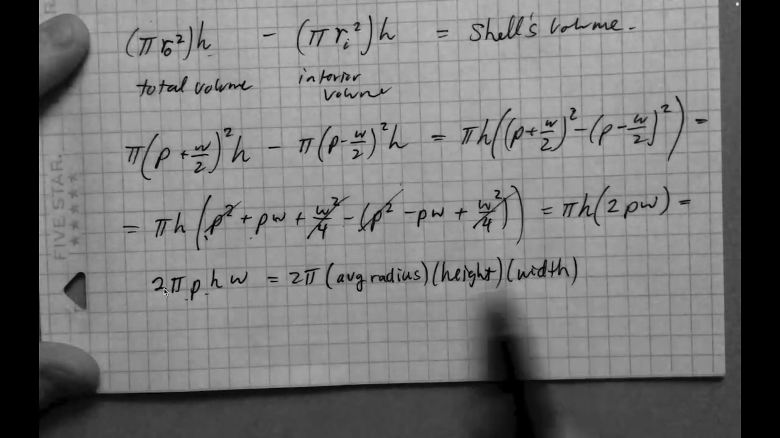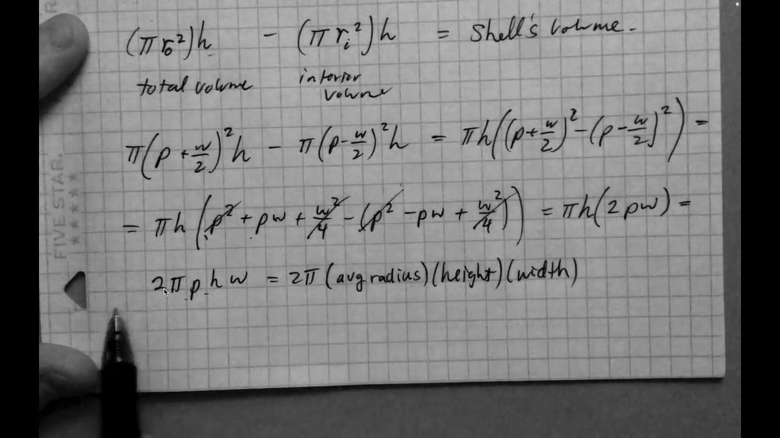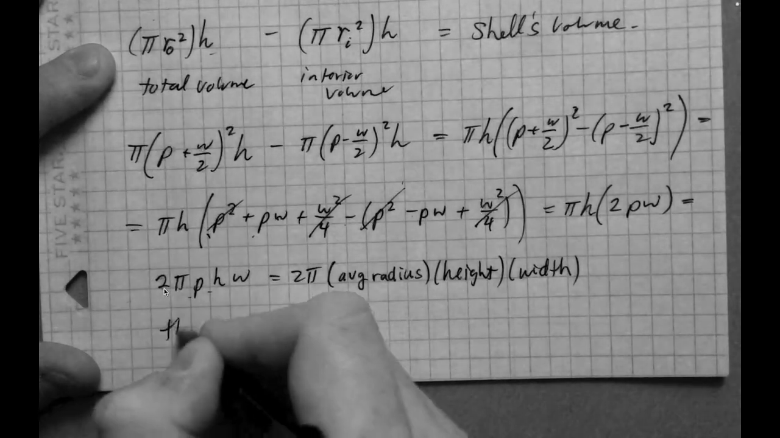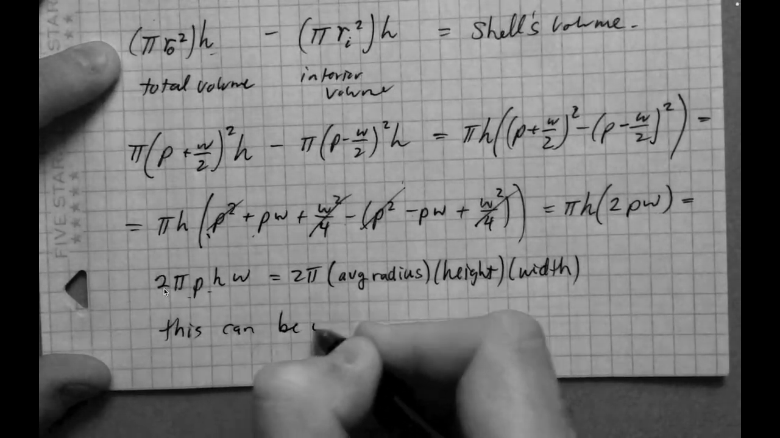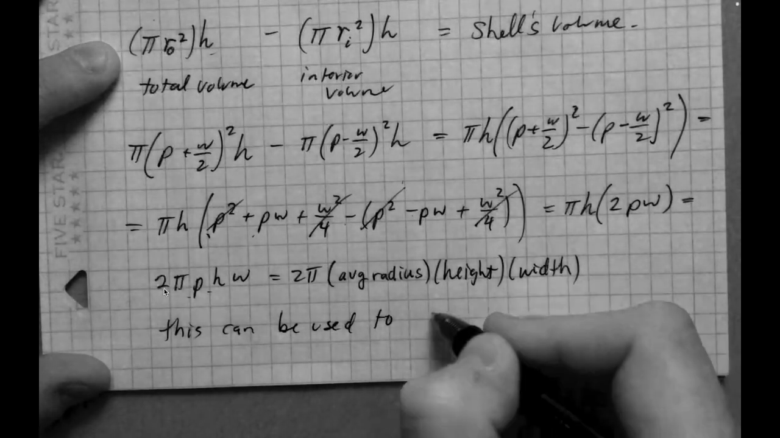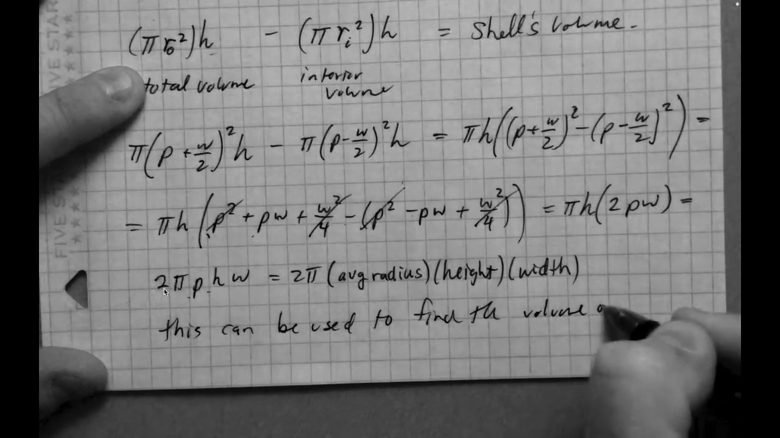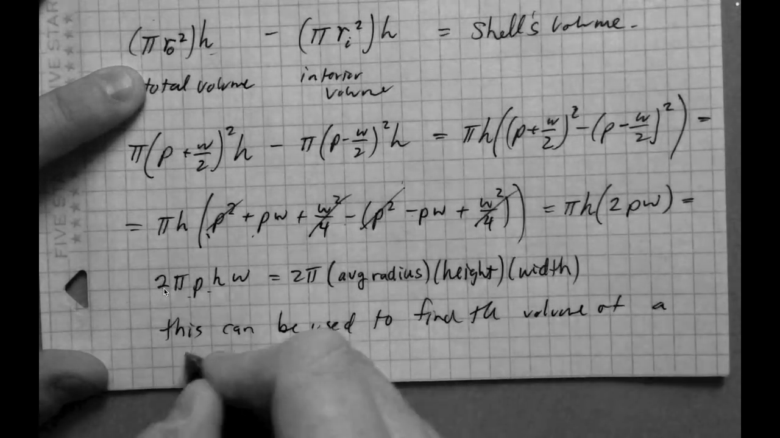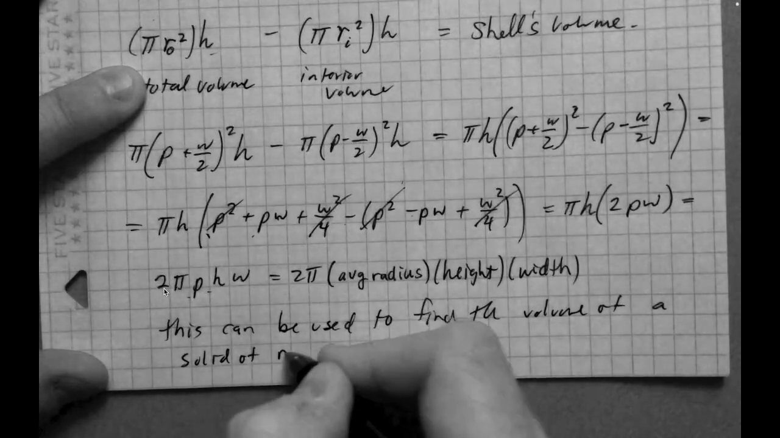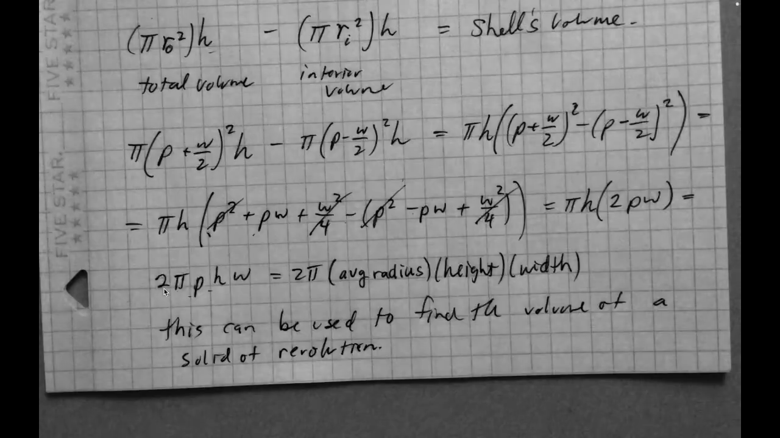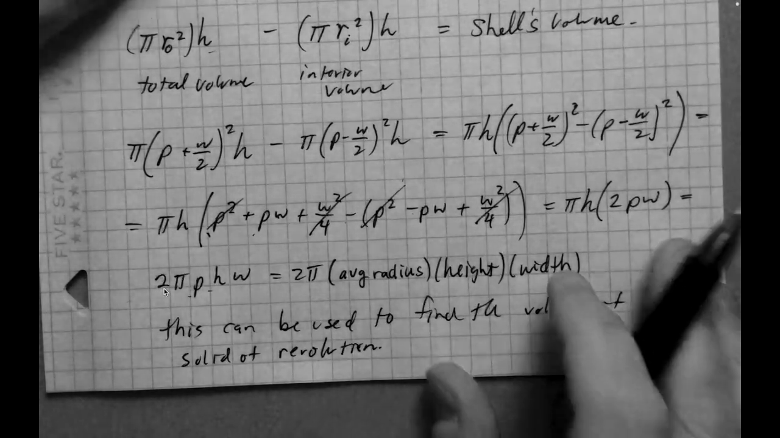Okay, so this is the basic setup. This is what we're going to use to derive this volume formula. So this can be used to find the volume of a solid of revolution. Okay, so this is the big starting point for the shell method. Let's talk through it in a little bit more detail.